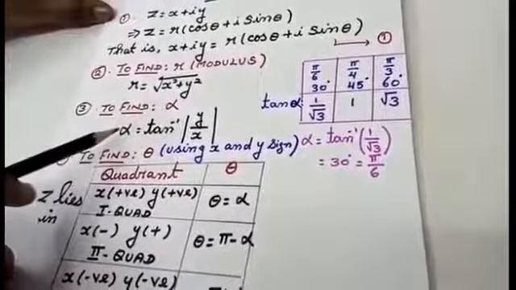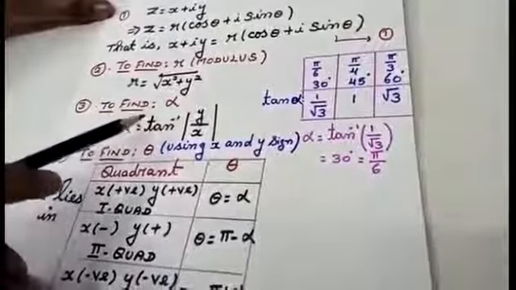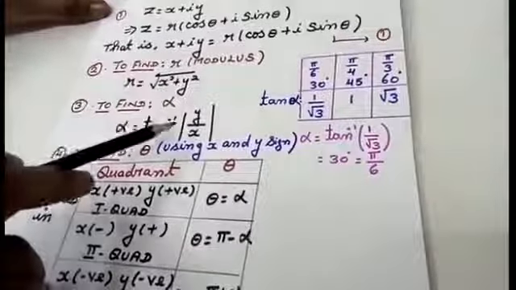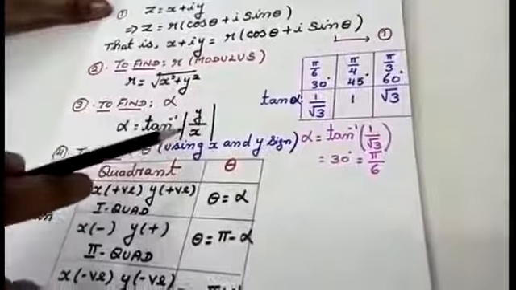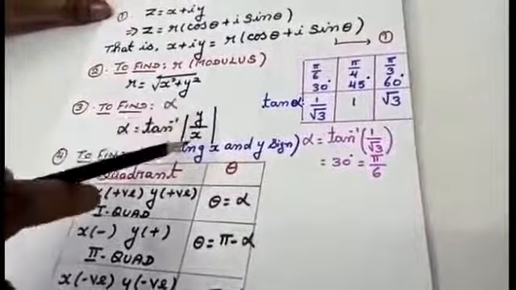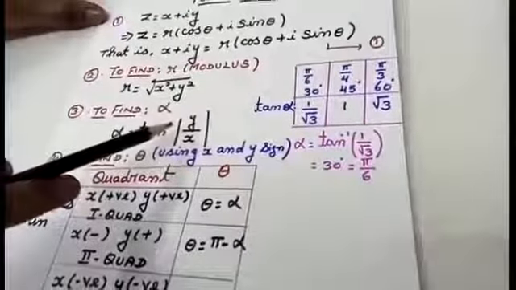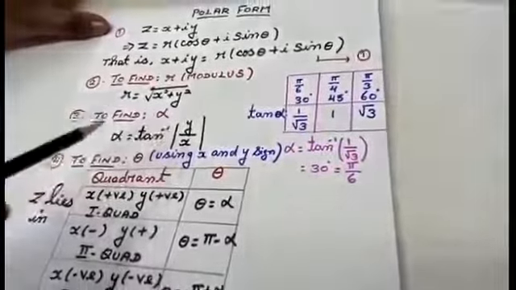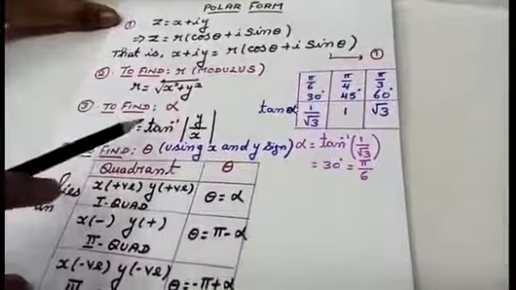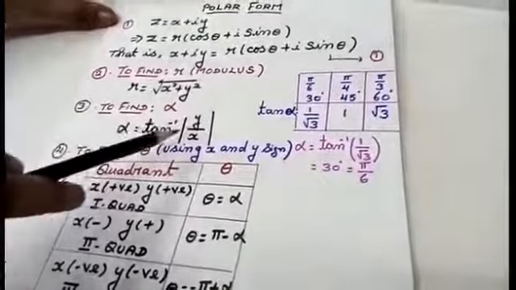So what is the formula for alpha? Alpha is equal to tan inverse of modulus of y by x. Don't forget this, students, modulus of y by x. Suppose if you are going to get a negative sign inside, you will be converting into positive. So I am going to use this one. Alpha is equal to tan inverse of modulus of y by x.